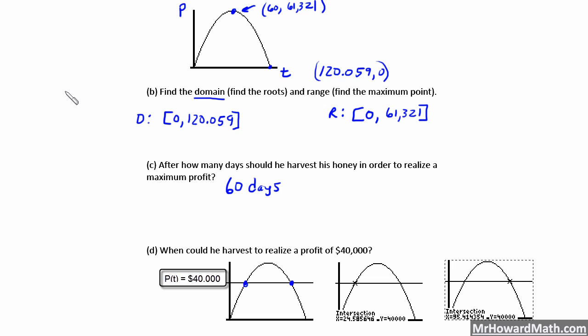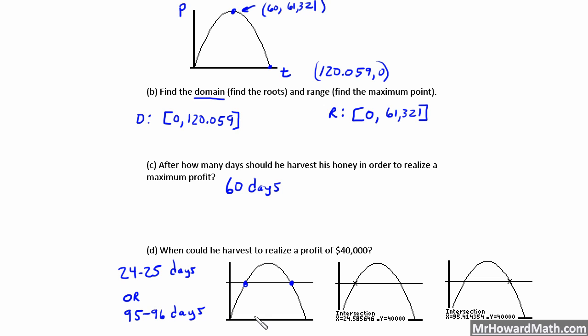So to answer this question, when could he harvest? Well, at 24.5 days. So we could round that, or just say from 24 to 25 days, somewhere in that range, or 95.4. So we could also say between 95 and 96 days to realize a profit of 40,000. Okay, so we answered that question. All right, so that's it for this example.